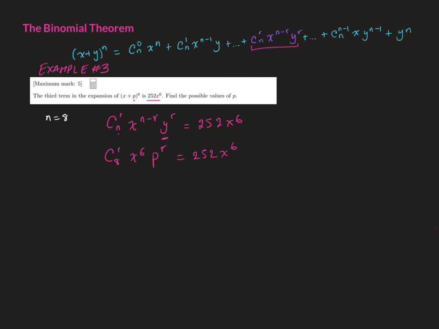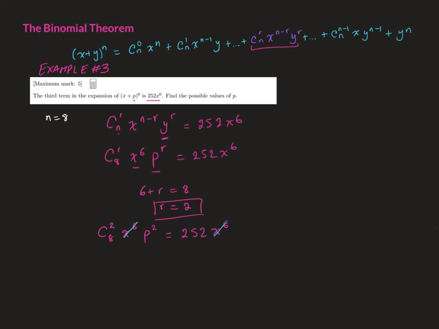I know that the exponents of x and of p should add up to 8. So 6 plus r should be equal to 8. That means r is equal to 2. That way I can continue to substitute once again, and I get C(8,2) x to the power 6 p to the power 2 is equal to 252 x to the power 6. At this point, I would like to cancel x to the power 6, and also substitute what the binomial coefficient is going to be.